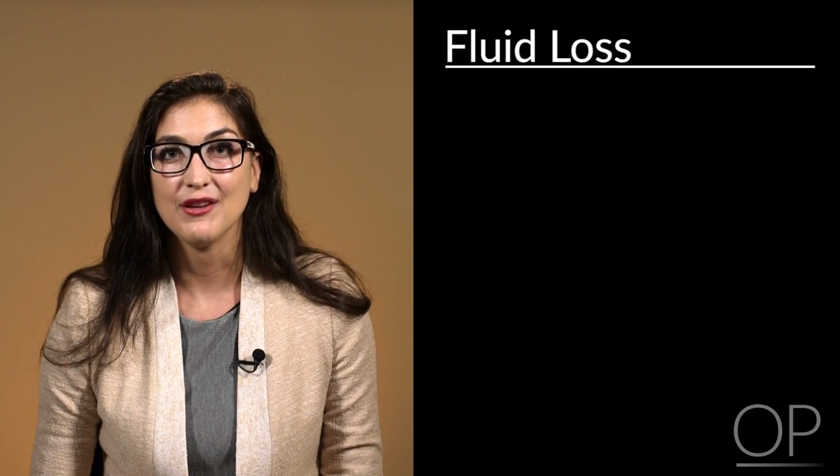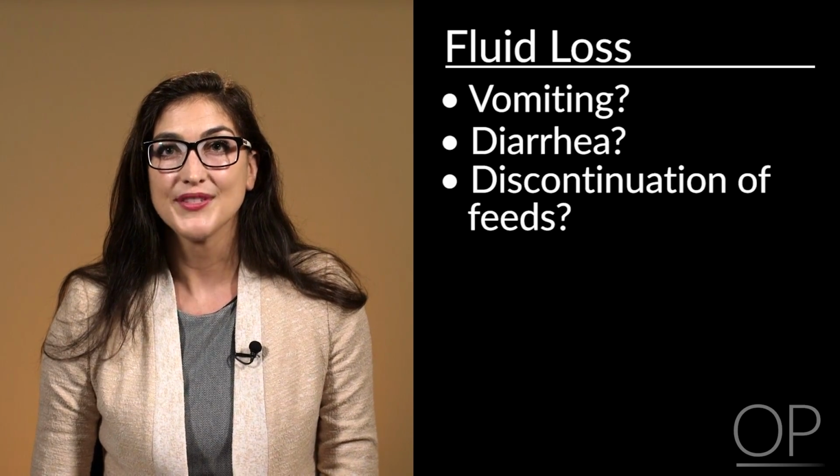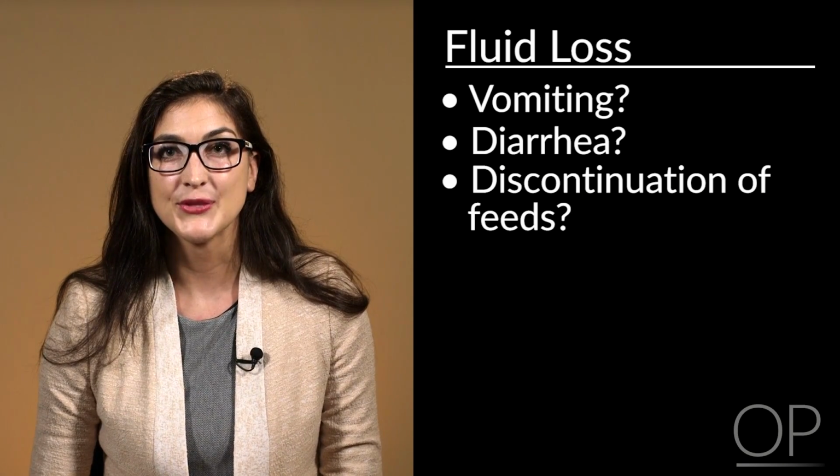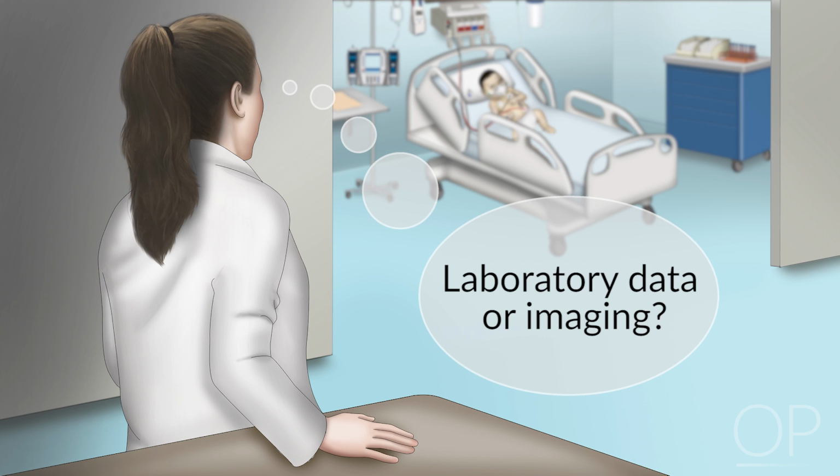Has the patient had any vomiting, diarrhea, discontinuation of feeds? This helps assess for abnormal electrolytes, especially sodium and glucose. In this case, the nurse realizes he's been discontinued from his feeds in preparation for being NPO, but hasn't gotten his IV fluids yet. So based on your examination and the history, what laboratory data and/or imaging should you consider?